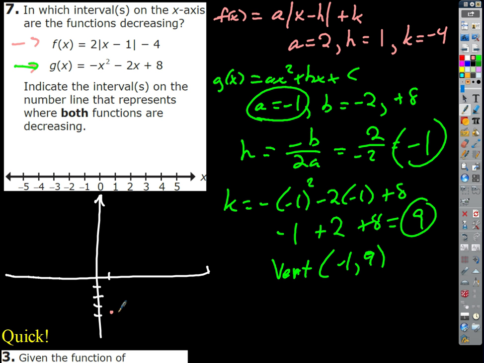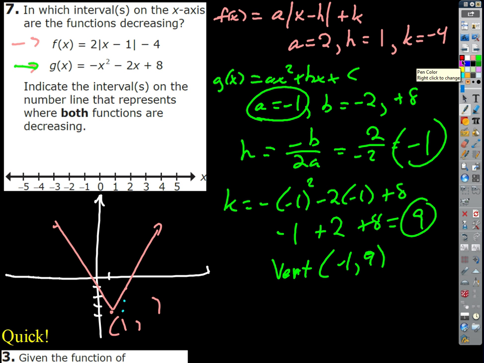A is positive 2. So all that means is that instead of going over 1 and up 1, I'm going to go over 1 and up how much? 2. There you go. So I'm going to go over 1, up 2, so it's going to be a little bit of a taller, more stretched out V, right? But the important thing to remember is that the vertex is where x is positive 1, right? Don't even really care about y, because all we're looking for is the intervals where the function is decreasing. So where is this function decreasing?